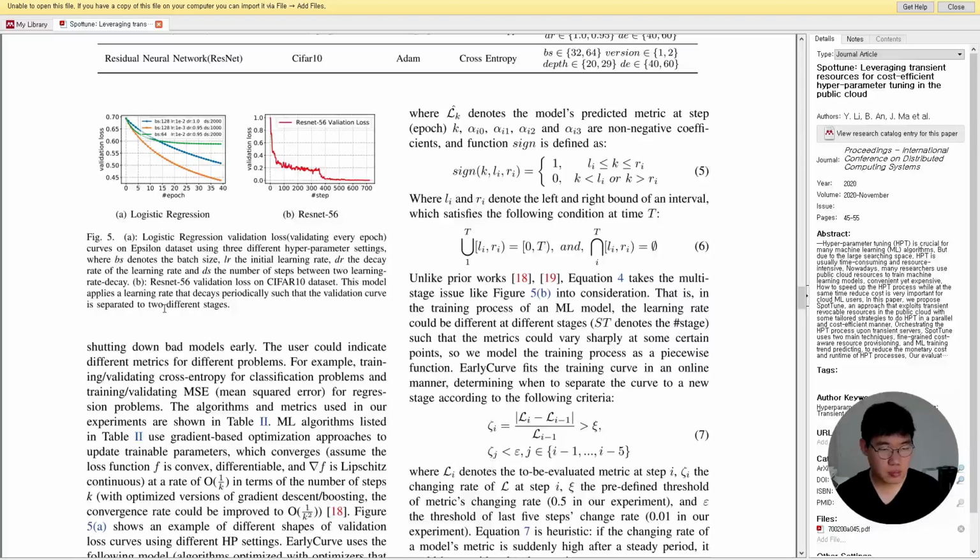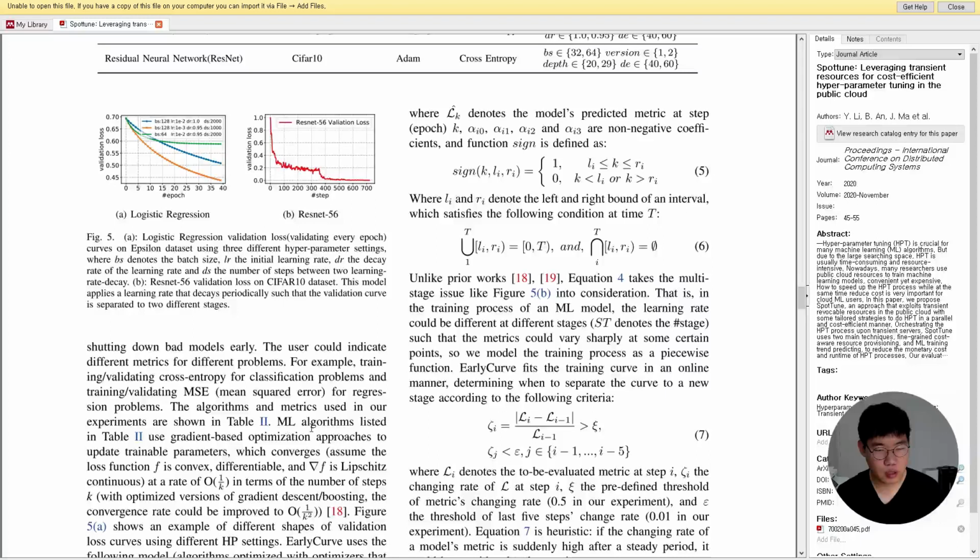Shutting down bad models early, the user could indicate different metrics for different programs. For example, training and validation cross entropy for classification programs, and training and validation MSE, mean squared error, for regression programs. The algorithms and metrics used in our experiment are shown in Table 2.